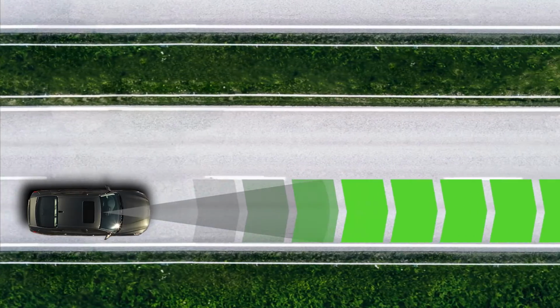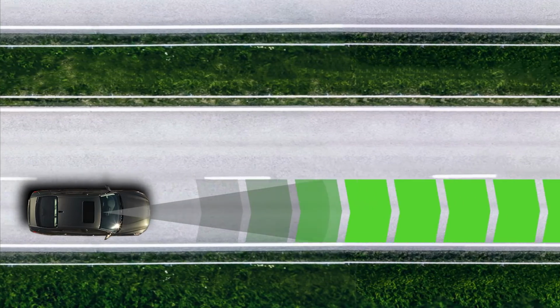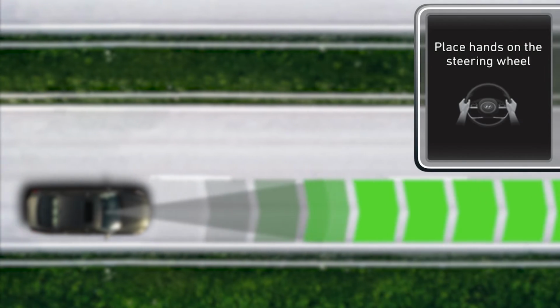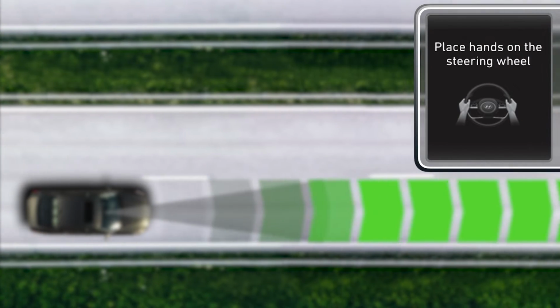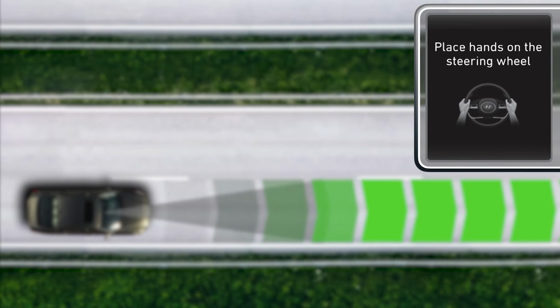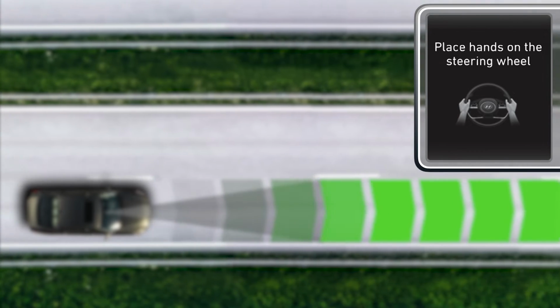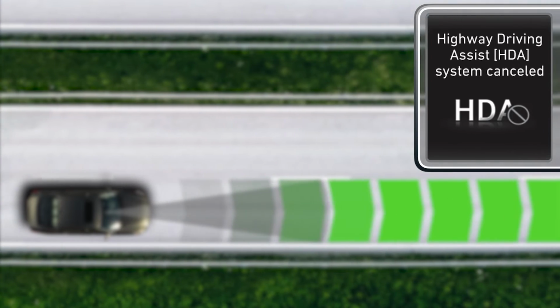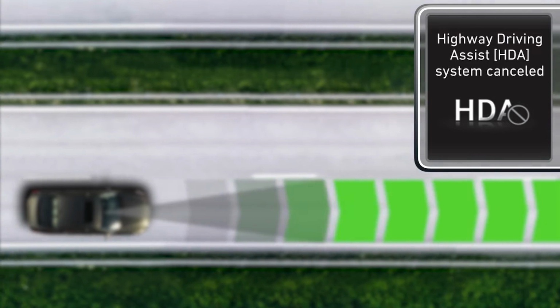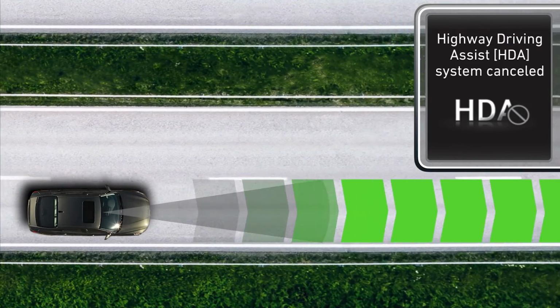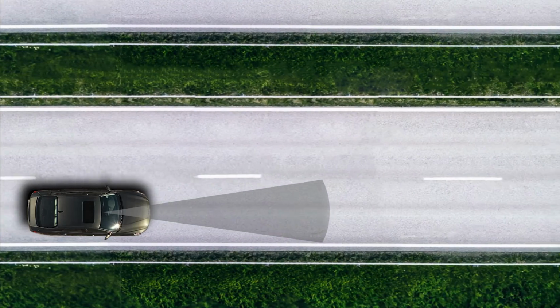If the driver takes their hands off the steering wheel for several seconds or holds it too softly, the "Place hands on the steering wheel" warning message will appear and an audible warning will sound in stages. If the driver still does not have their hands on the steering wheel after the hands-off warning, the Highway Driving Assist system cancelled warning message will appear, and Highway Driving Assist and Lane Change Assist will be automatically cancelled.